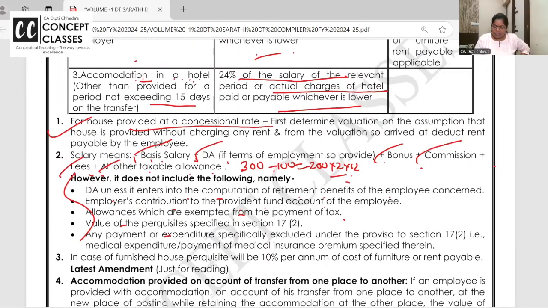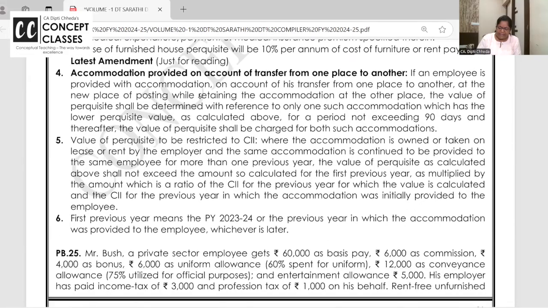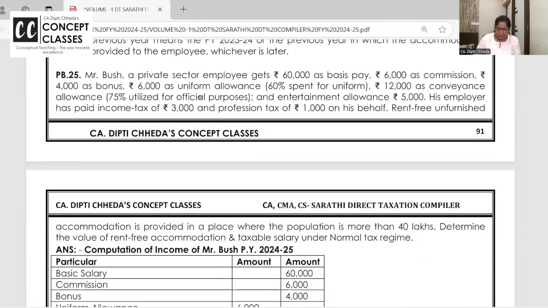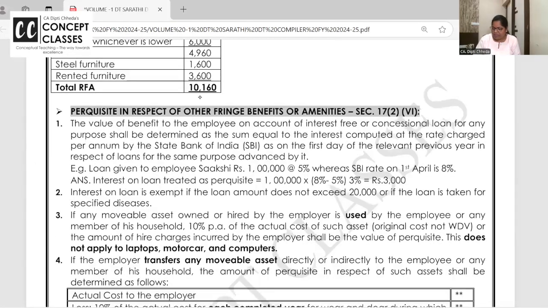For the house which is given at concessional rate, first determine the value as if it is provided without any charge and then deduct this. ठीक है? Right. Now this is apply CIA and all. I think you can skip because this is the first year. Very nice question. No population given, you take 10%.